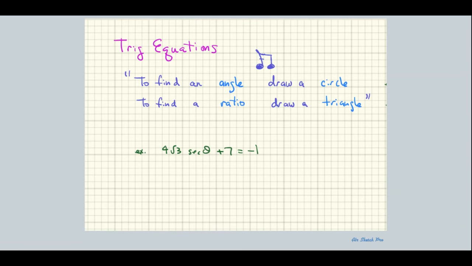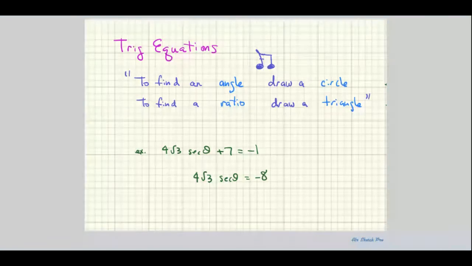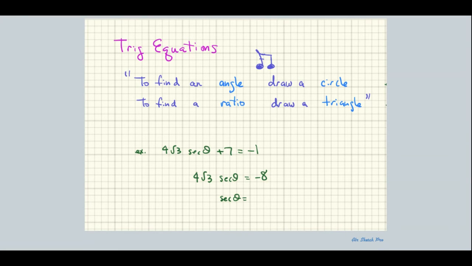First thing is, you solve it like any other linear equation. Anything that's not next needs to go to the right. And plus 7, that means subtract 7 from both sides. 4 root 3 secant theta equals negative 8. Then I'm going to divide by 4 root 3, which gives me secant theta equals negative 8 over 4 root 3, right? And that looks to me like negative 2 over root 3.